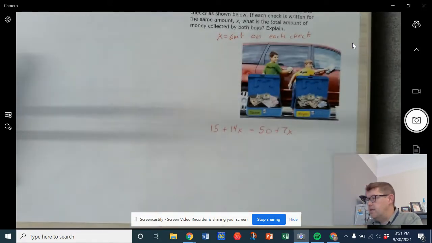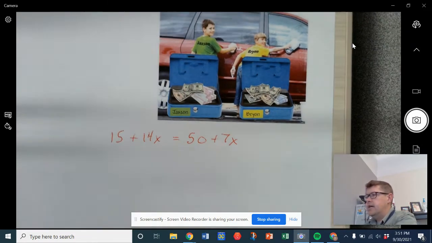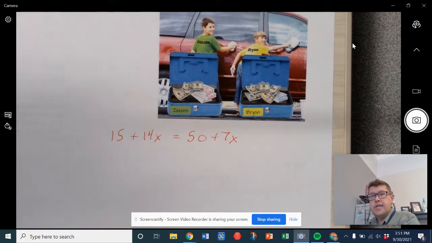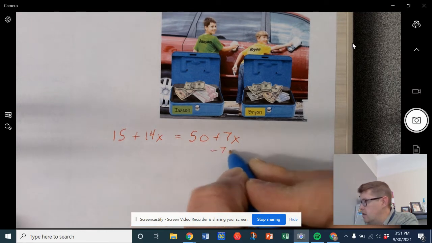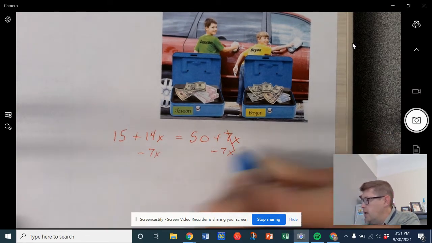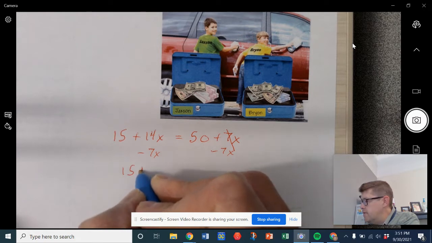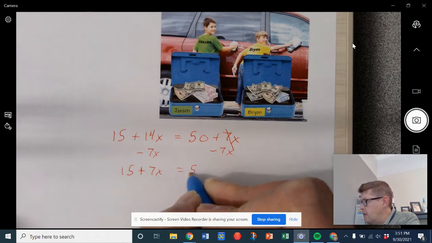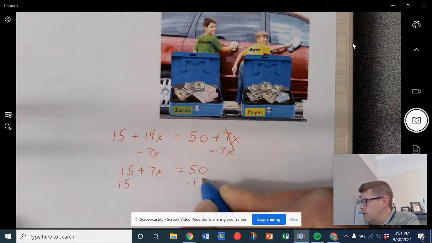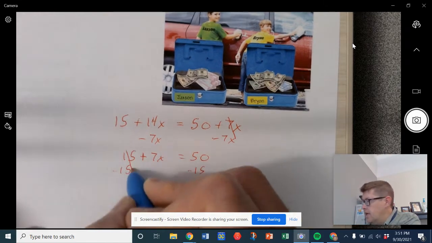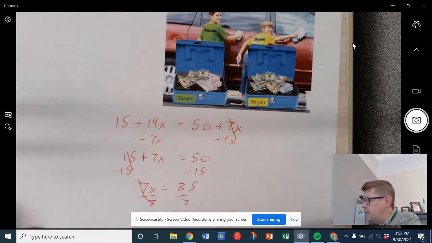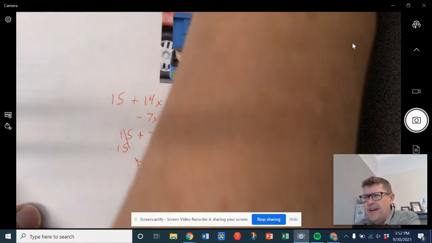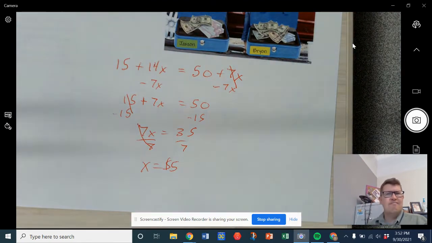Now we're going to solve it. Since we have like terms in that 14x and that 7x, we can combine them. I can bring this 7x to the other side by subtracting it over here, and so we're at 15 plus 7x equals 50. Then we subtract 15 over here. It's positive, so we do the opposite. We're left with 7x equals 35. Divide by 7, and we end up with x equals $5. So those people wrote a check for $5, cheapskates. That's ridiculous. Terrible.